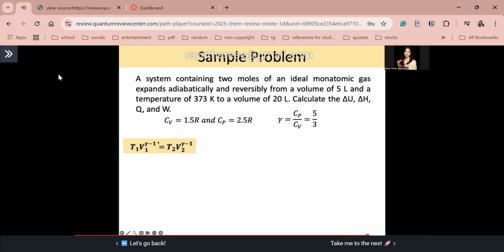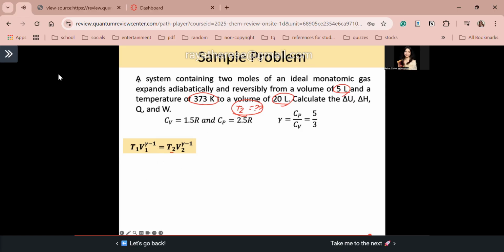Please memorize this: T1 V1 to the power of gamma minus 1 is equal to T2 V2 to the power of gamma minus 1. Here, we need to get the final temperature T2. The ideal monoatomic gas expanded adiabatically and reversibly, and its initial temperature is 373 K, but we don't know its final temperature. For volume, we know the initial volume and the final volume. Therefore, we have to find T2, because in this case temperature is not constant. It is not isothermal. That's why we have to find T2.